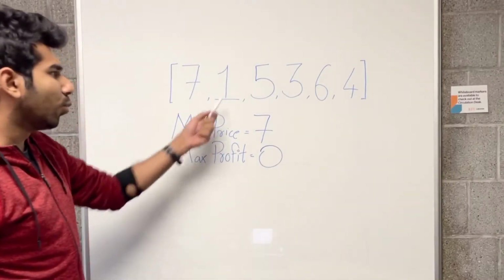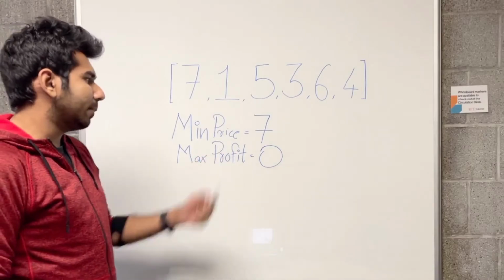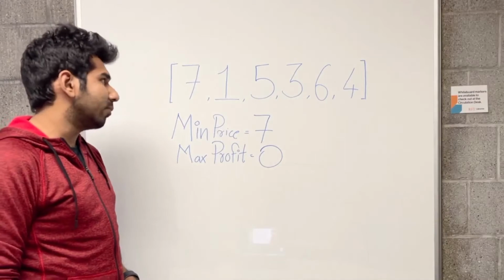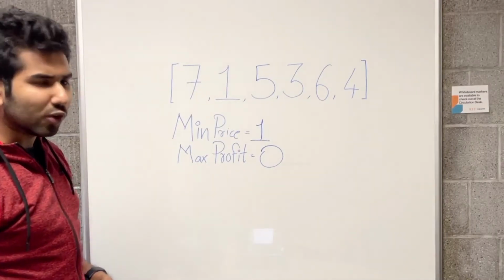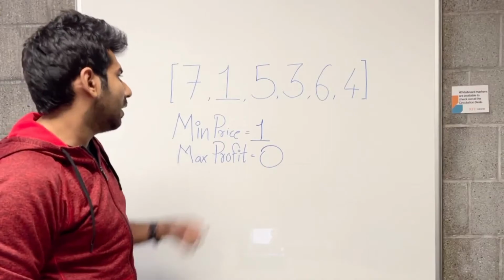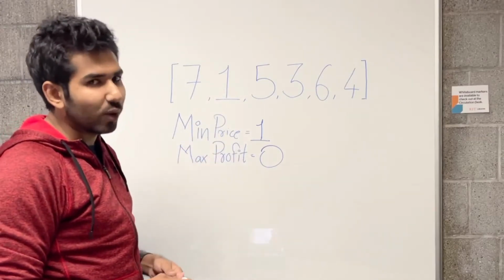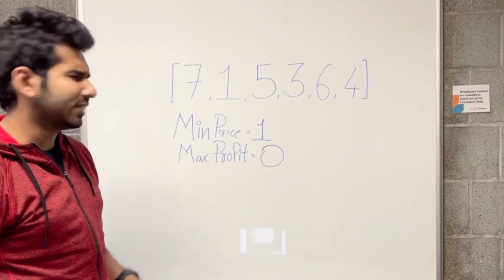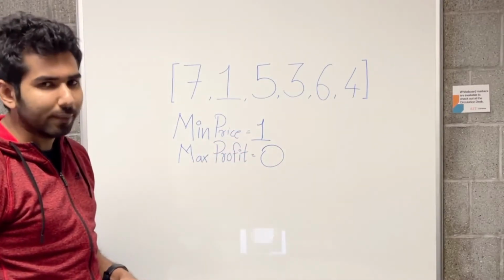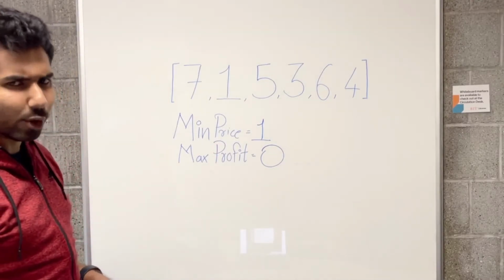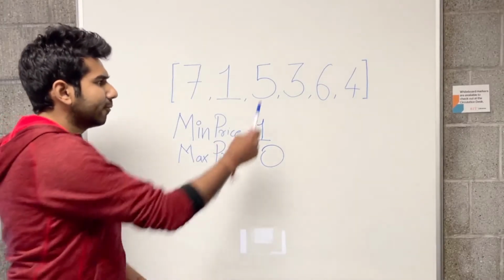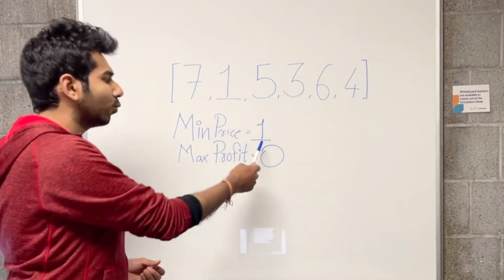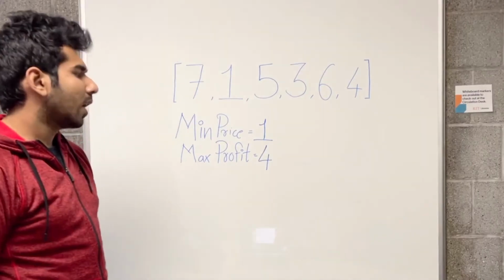Okay, now we are at 1. Now the minimum price will be the minimum of the current minimum and the current value. So we need to change the minimum price to 1. The value of maximum profit will still say 0 because 1 minus the minimum price 1 is 0. Okay, now we are at 5. So the value of minimum price will still stay 1 because 5 is still greater than 1. And what about maximum profit? The profit will be 5 minus 1, meaning we sell the stock at 5 which was bought at 1. So the maximum profit will be 4.